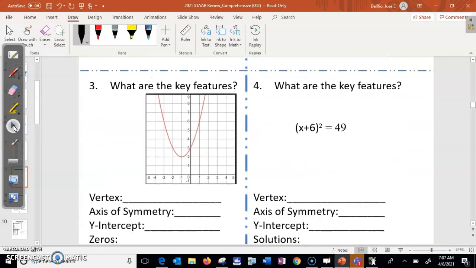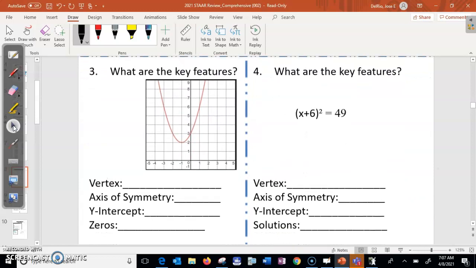Key features. All right, here is a good one. Number 4. Number 4, for this one, go ahead and write this down. You should always make this equal to 0. That's the only way you can get the answer. Make this equal to 0. So how do you do that? How do you cancel a positive 49? You subtract 49 from both sides. Once you do that, this cancels.